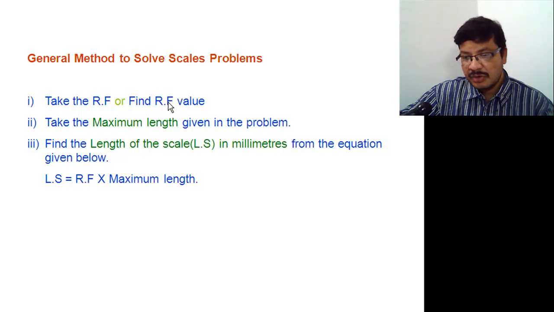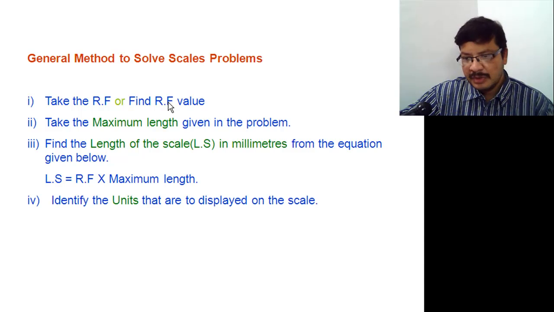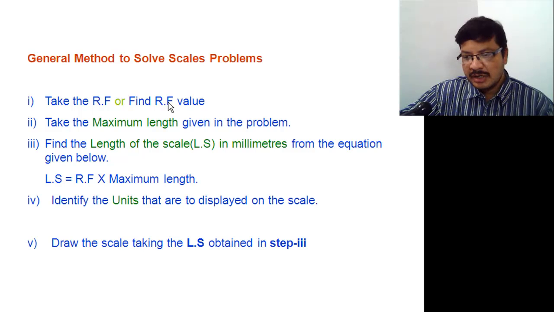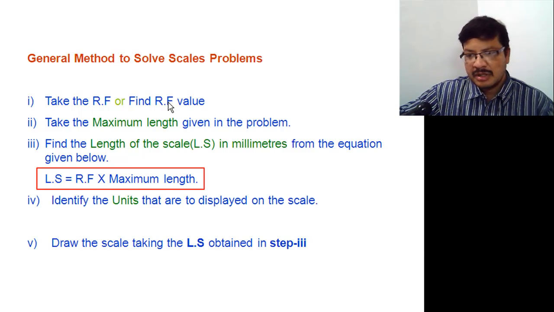In the fourth step, you have to identify the units that are to be displayed on the scale. This information also will be given in the problem. Read the problem carefully and extract the units that are to be displayed on the scale. That is the fourth step. And from the fifth step onwards, you have to start drawing. When you start drawing, the first step in drawing is the third step in this general procedure. So observe the third step. In the third step, you are finding length of the scale. So taking this length of the scale value as length, you have to start drawing the problem.